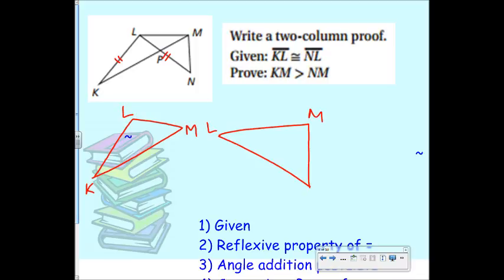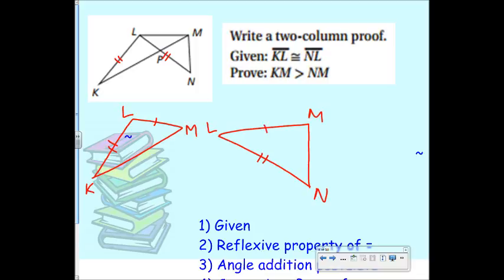We know that KL is congruent to LN. All right, is there anything else that you know is congruent? LM and LM. Because of what? Because of the reflexive property. So in that, we already know now that two of the sides are congruent.